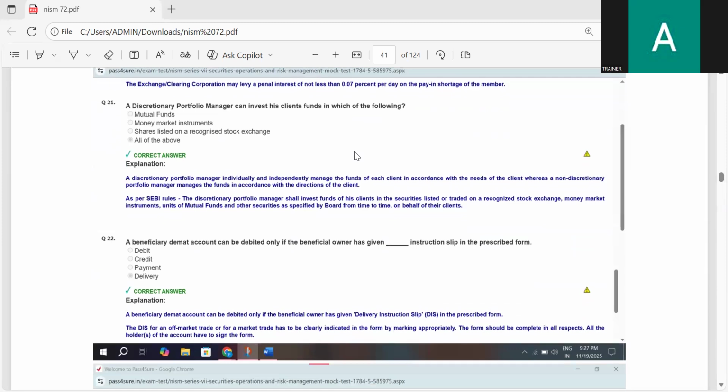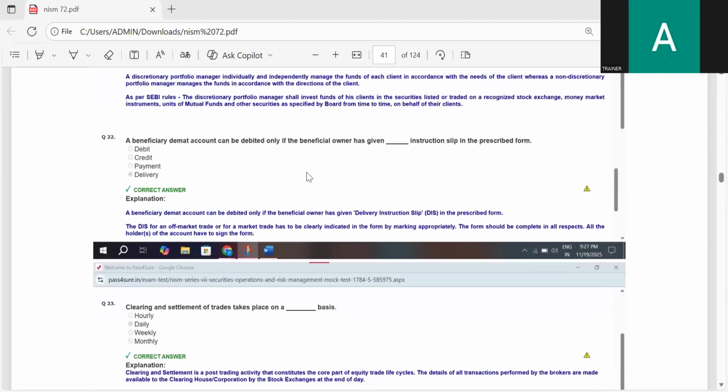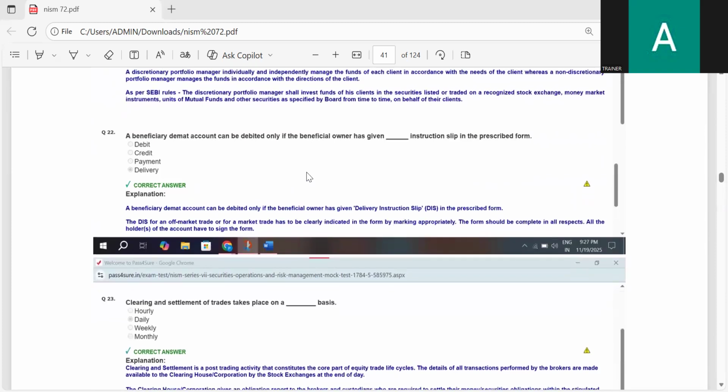A discretionary portfolio manager can invest his client's fund in which of the following: mutual funds, money market funds, shares listed on a recognized stock exchange, all of the above. The correct answer is all of the above. A beneficiary demat account can be debited only if the beneficial owner has given dash instruction slip in the prescribed form. That is delivery instruction slip.